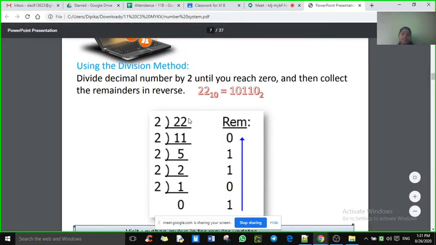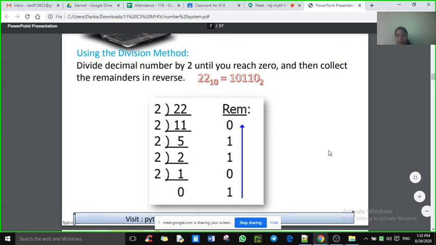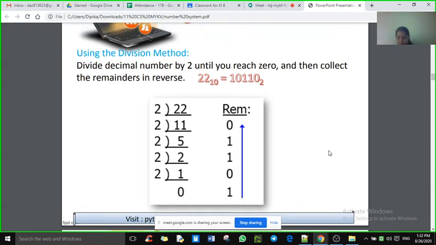Yes, ma'am. Explain this conversion, 22. 22 divided by 2 is 11, remainder 0. 11 divided by 2 is 5, remainder 1. 5 divided by 2 is 2, remainder 1. Then 2 divided by 2 is 1, remainder 0. Then 1 divided by 2 is 0, remainder 1.